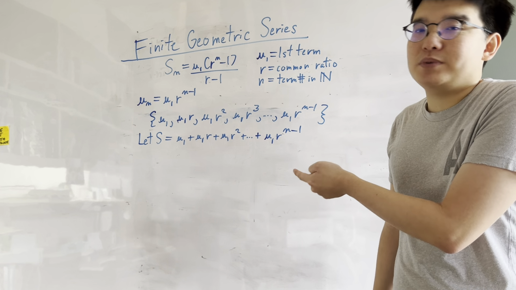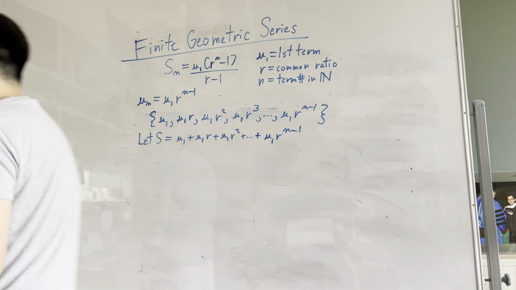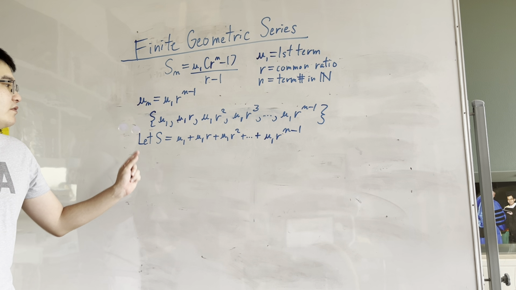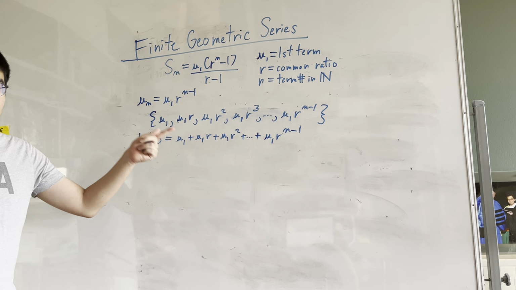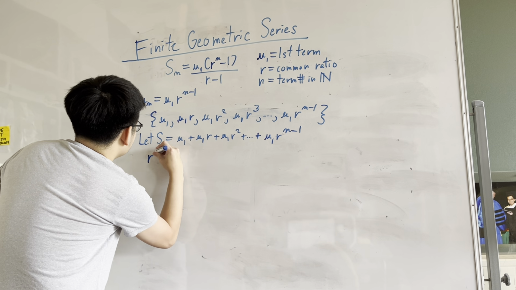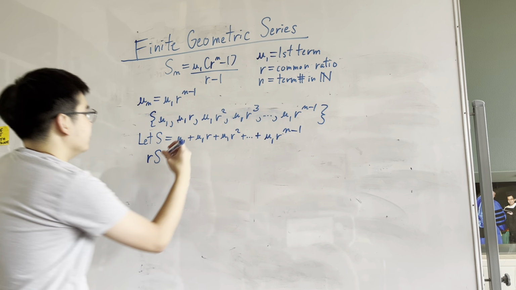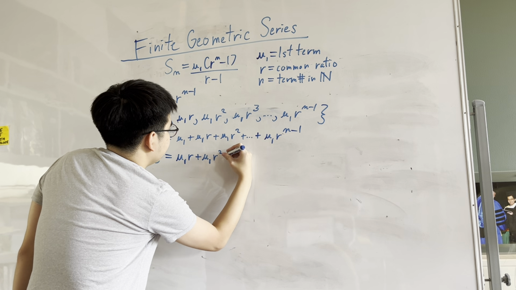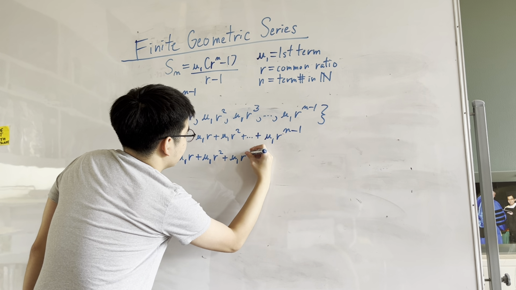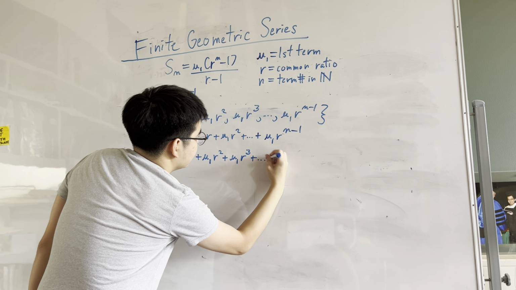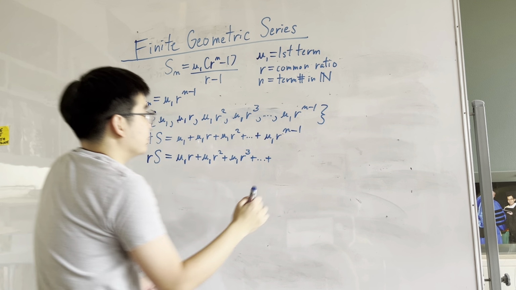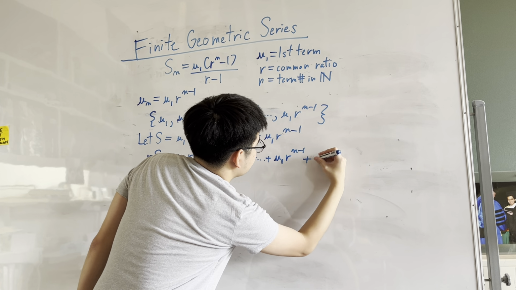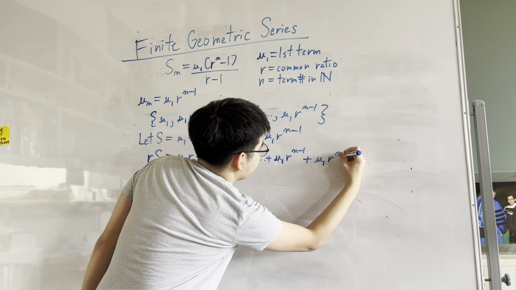we're going to do a little copy trick, but it's going to be a subtler version of it. Instead of just creating a copy of S, we're going to create a copy of S multiplied by the common ratio. So then rS, if we multiply r to S, we get u1 r plus u1 r squared plus u1 r cubed plus ... plus, from inside here, we're going to get the same copy of this, u1 r to the n minus 1 plus u1 r to the n.